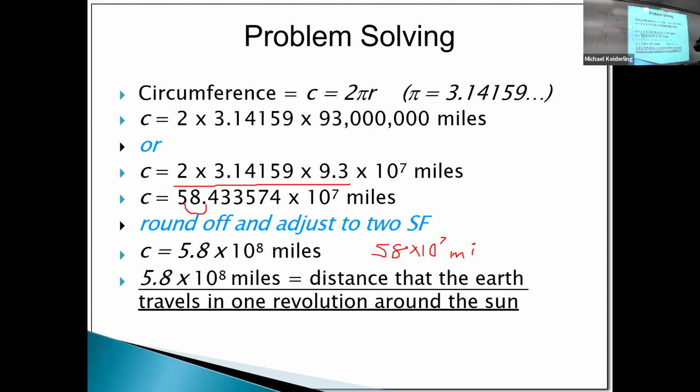And we can round this off to 2 significant figures. So that's 58, times 10 to the 7. We'd like it to be in scientific notation to be nice and neat. We can move the decimal place one more place to the left and get 5.8 times 10 to the 8th miles. So 5.8 times 10 to the 8th miles is the distance the Earth travels in one revolution around the sun. If I didn't ask you to write the answer in scientific notation, you could also write 58 times 10 to the 7 miles. You have the same number.